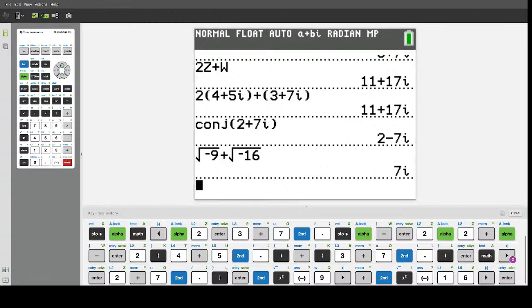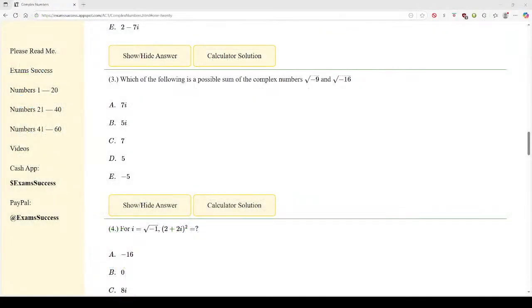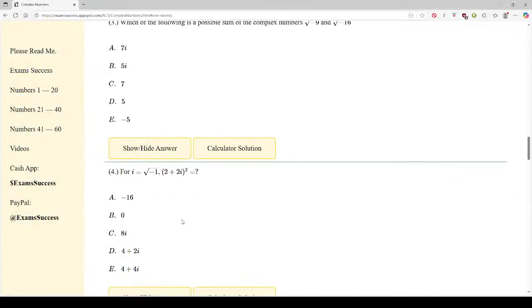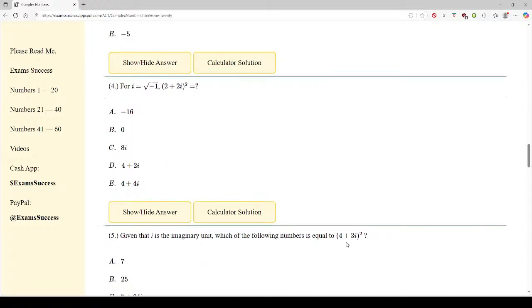Next one. Question 4. Now this is the definition of i. i is square root of negative 1. So this is multiplying this. Question 4, question 5, you guys can do it. Let me just do one of them. I'll just put it like this, and it will give me the answer.